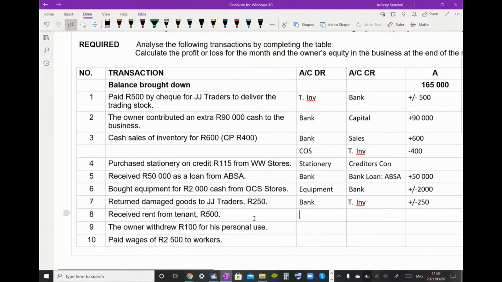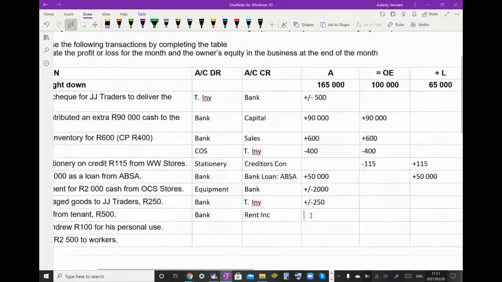Received rent from tenant, 500 Rand. Which accounts are affected? Yes. 100%. We're receiving money, so we're debiting bank, and then we are crediting rent income. Because that's income, and we are receiving an income. Plus 500, and then plus 500 over there.